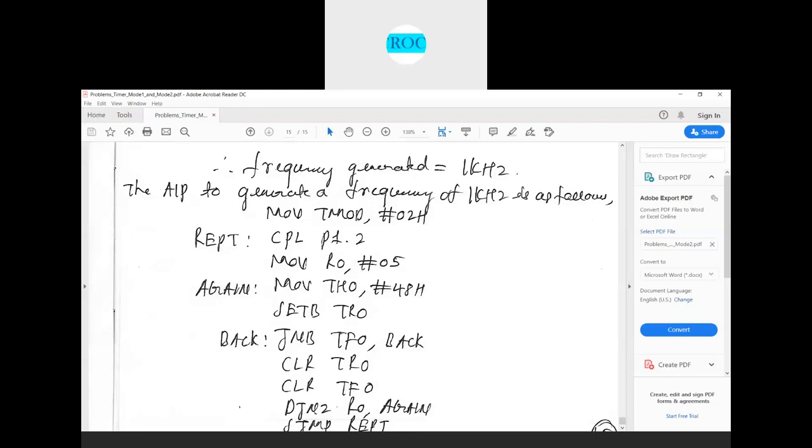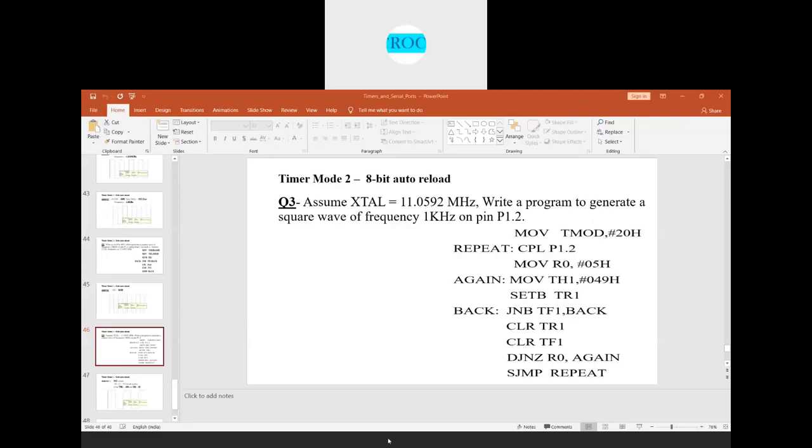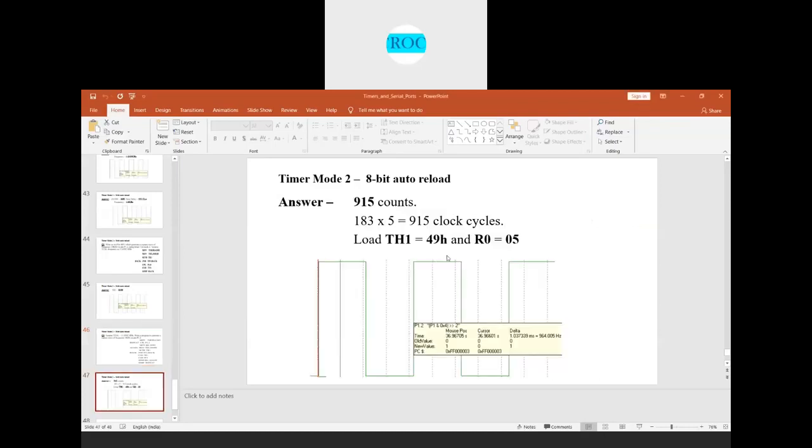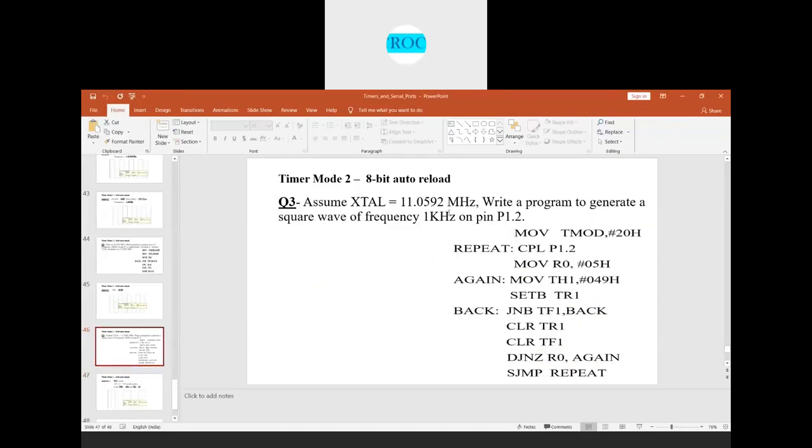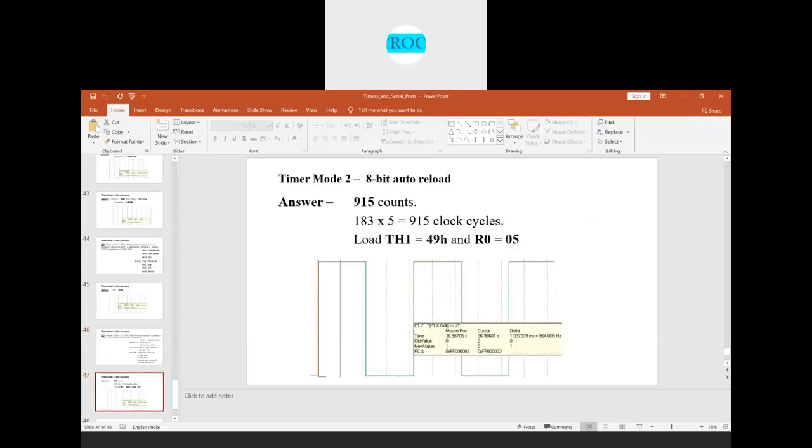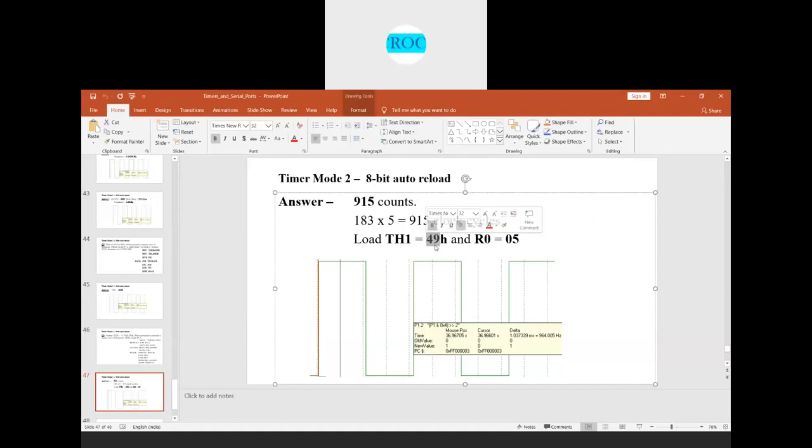When you do that, what will happen? This is for 22 megahertz. The initial values we calculated: the TH register will be loaded with 49H. Since it is 49H, how many counts are required to reach FFH? It will be 183 decimal, 183 counts required to reach 256 counts. And since we require 915 clock cycles, R0 is loaded with 05.